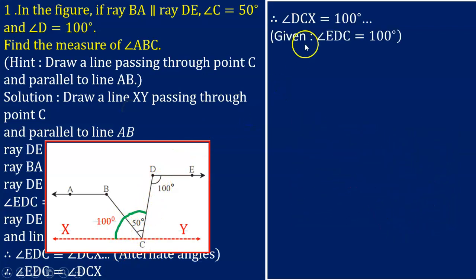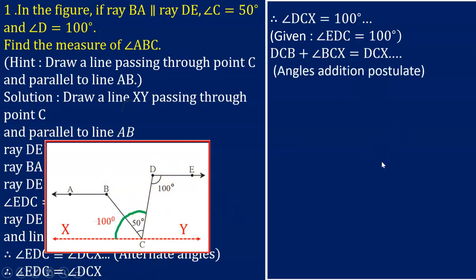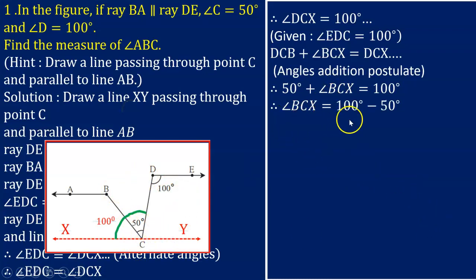Next. Measure of angle DCB plus measure of angle BCX is equal to DCX. Okay. Angle addition postulate. Therefore, now here the measure of angle DCB is 50 degrees plus BCX is equal to 100. Therefore, measure of angle BCX is equal to 100 minus 50 degrees and that is equal to 50 degrees.